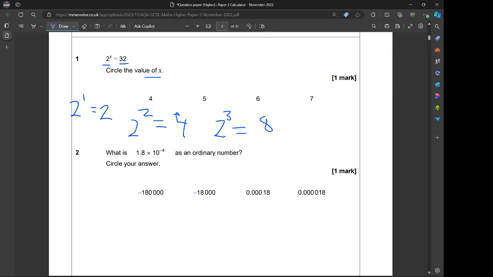Lois has got an answer. So 2 to the power of 5 is indeed 32. 2 to the power of 5 means 2 times 2 times 2 times 2 times 2, which would be 32. Well done. So that's question 1 done. 2 to the power of 4 is actually 16 again.